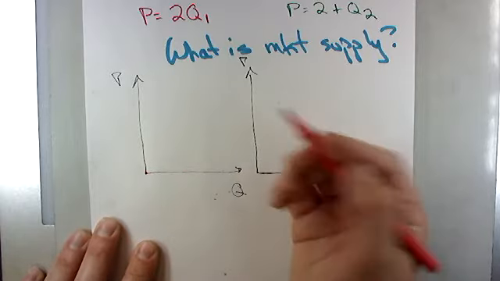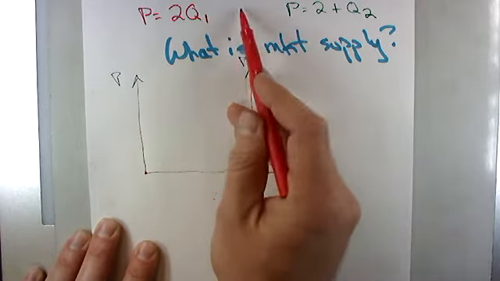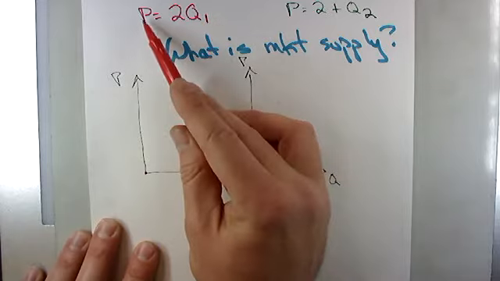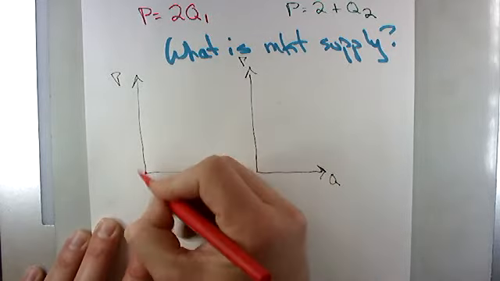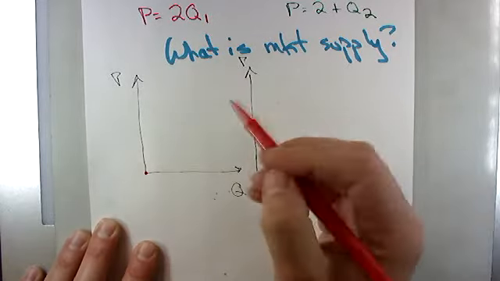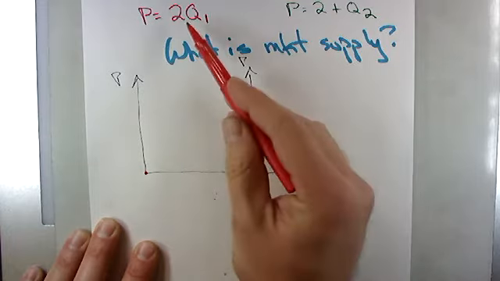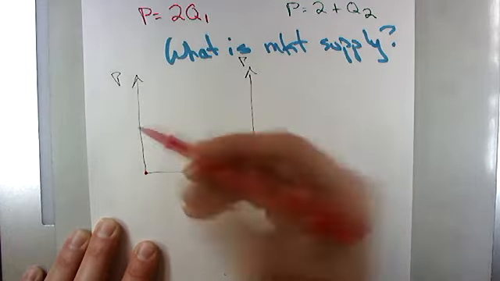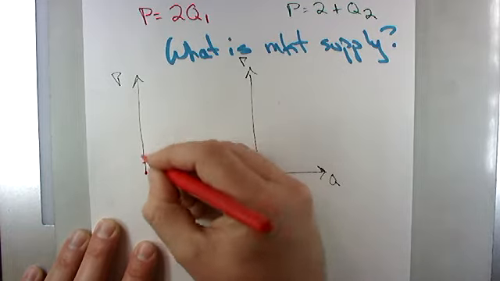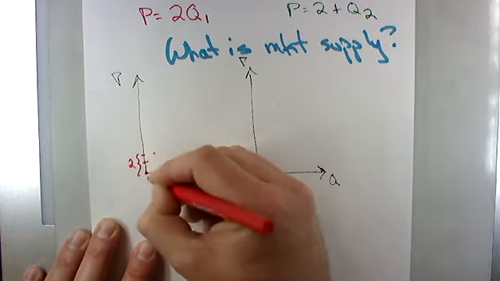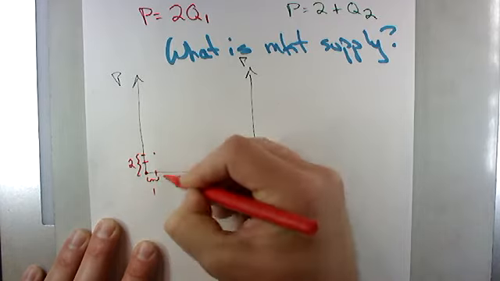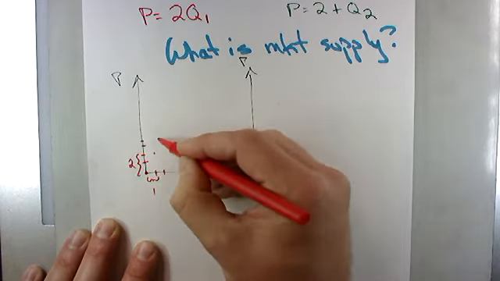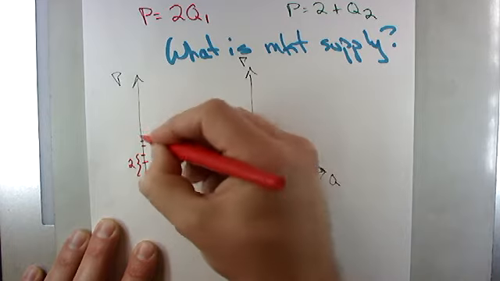How do I know it's starting out at 0, 0? Because there's no plus anything. If I put 0 in for Q, I'm going to get 0 for the price. So that means it starts out at my origin right here. And then it's going to have a slope of 2. As my quantity increases by 1, my price is increasing by 2. So I have a rise of 2 for a run of 1. And I can just keep on doing that in order to graph this out.